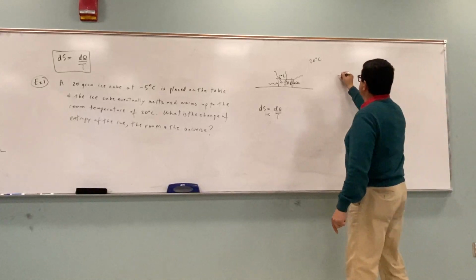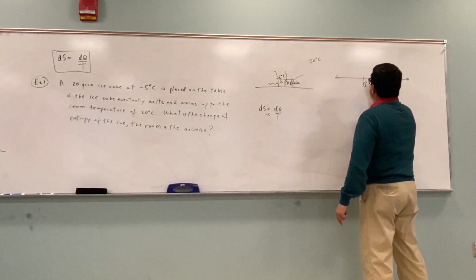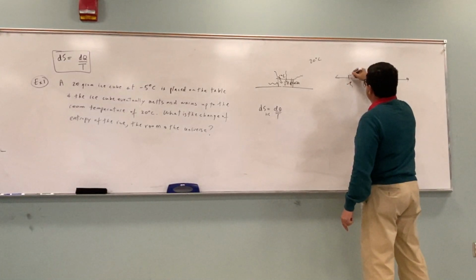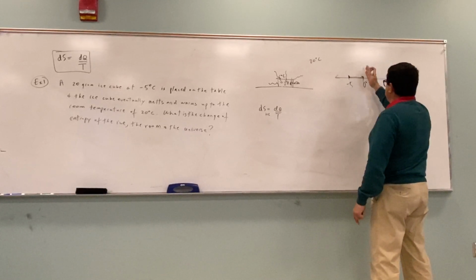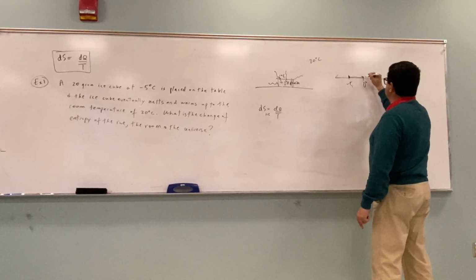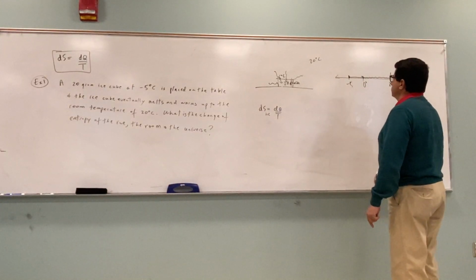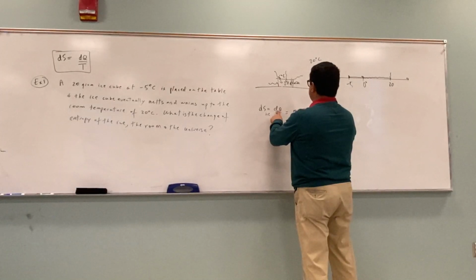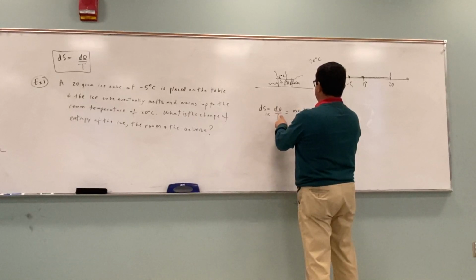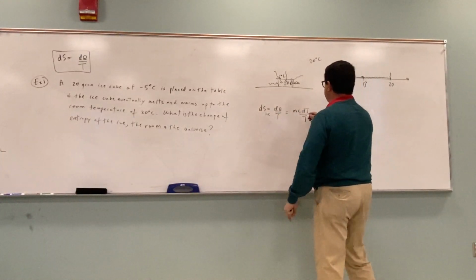So remember that number line that we used to draw? This is 0. The ice is starting at -5. So we have to take the ice all the way to 0, melt it, and then from 0 all the way to 20, right? So then dQ is equal to the mass of the ice times the specific heat of ice times the change in temperature of the ice, over T. This is while it's still ice.